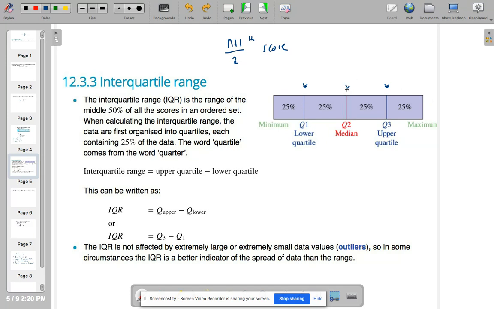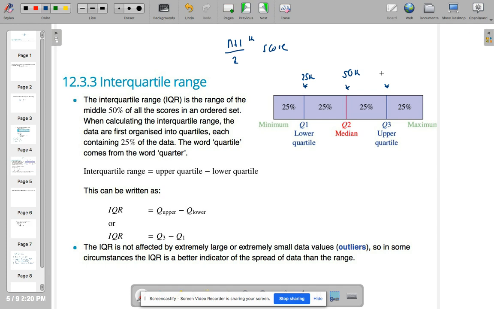But we've got other landmarks as well. Okay, the median, sometimes known as the 50th percentile, okay, means that 50% of people are below the median, 50% are above. The lower quartile, sometimes known as the 25th percentile, means that 25% of people are below that, 75% of people are above it.